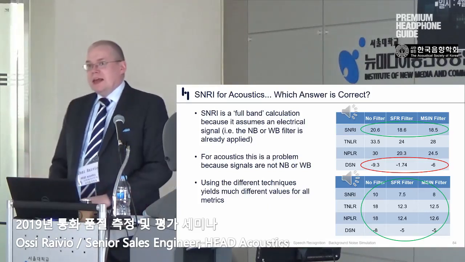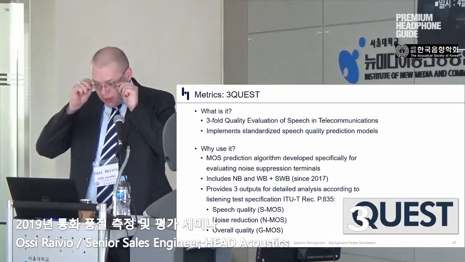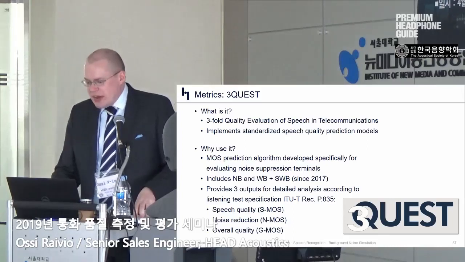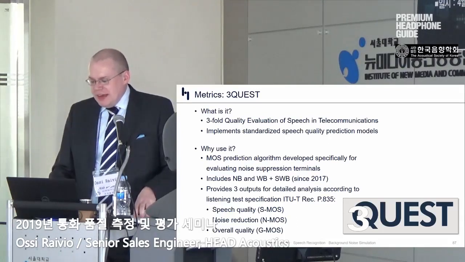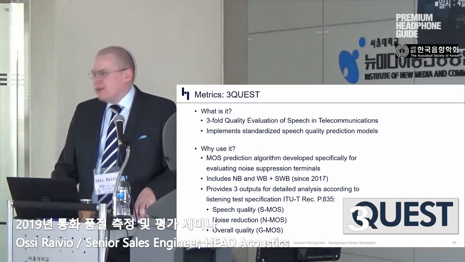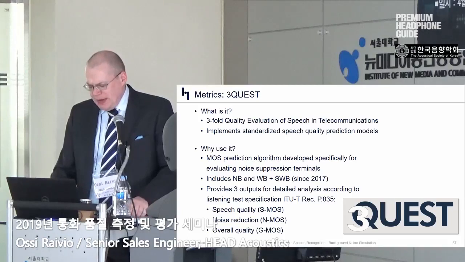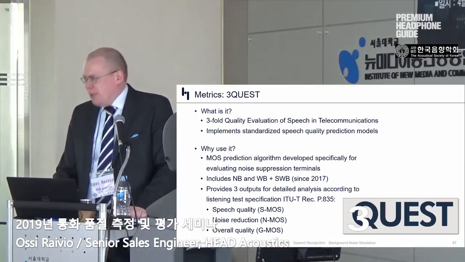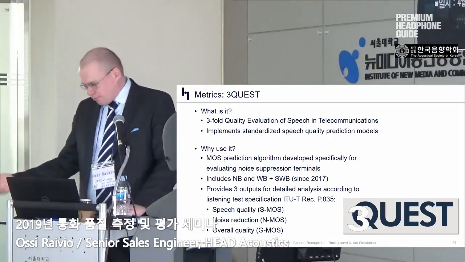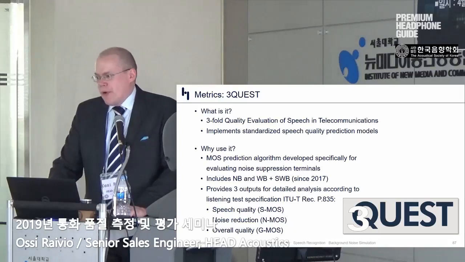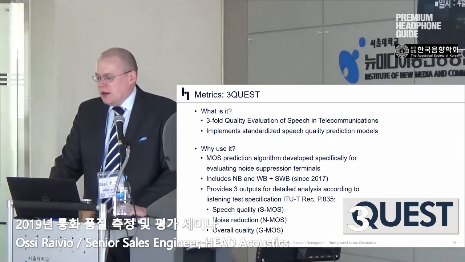So these are the single value parameters, and I'll move on then to MOS, mean opinion score. The first metric I want to present is 3QUEST, which stands for threefold quality evaluation of speech in telecommunications. This is an algorithm that was originally developed by Head Acoustics, but there is a slightly modified version of it by 3GPP, where we got bigger test databases from other companies. So I can't say anymore that 3QUEST comes purely from Head Acoustics, because it has been a cooperation between Head Acoustics and several other companies, but it is standardized by 3GPP.